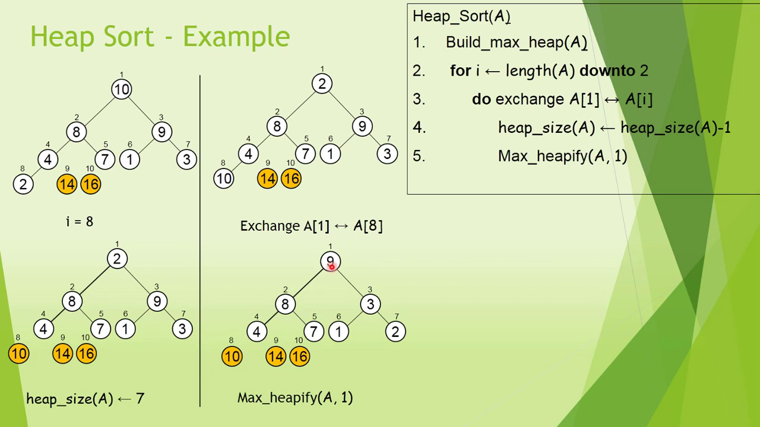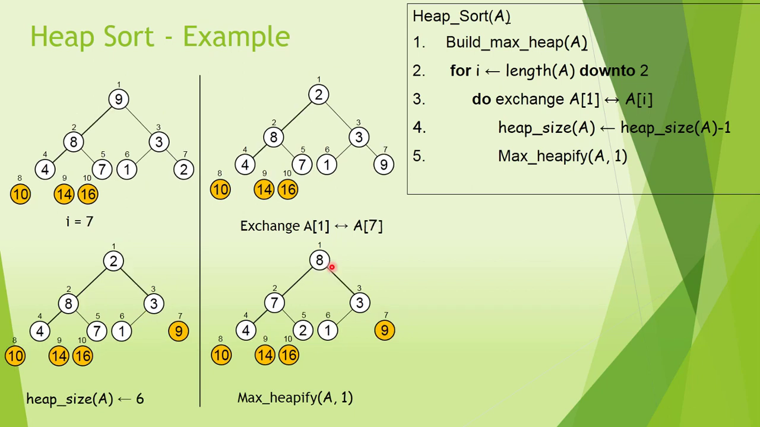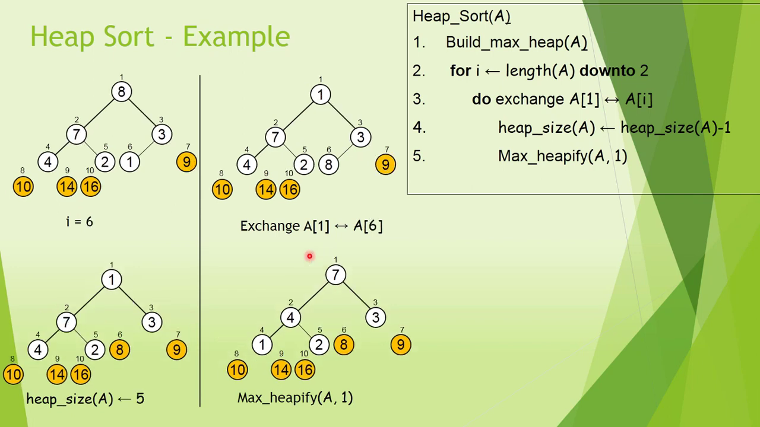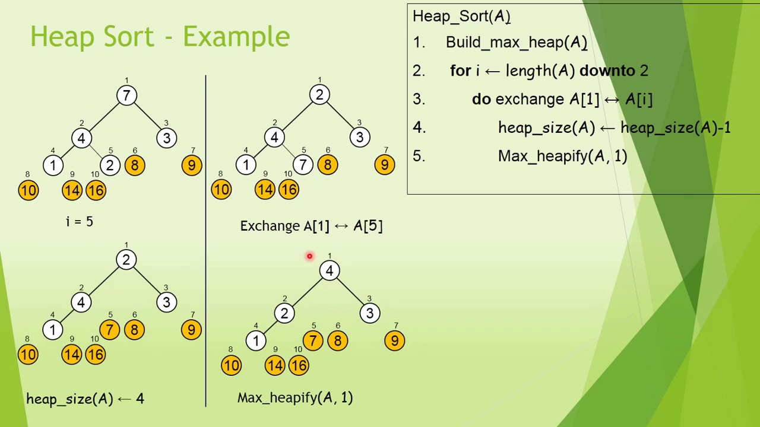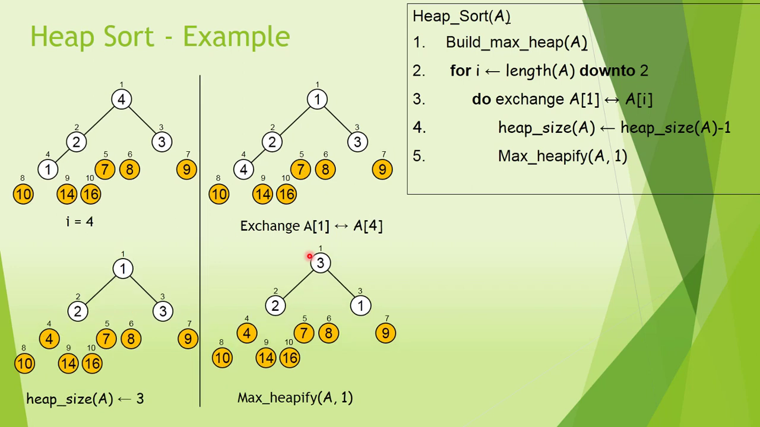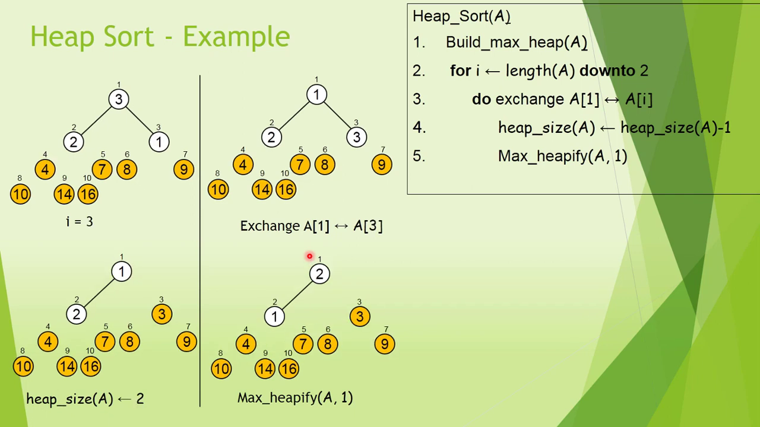Again these steps will repeat for i equal to 7. Here 9 will be discarded and the remaining part will be converted to a max heap. When i equals 6, 8 will be discarded and the remaining part will be converted to a max heap. When i equals 5, 7 will be discarded, and the remaining is converted to a max heap. When i equals 4, 4 will be discarded and the remaining part will be converted into a heap. When i equals 3, 3 will be discarded and the remaining part is converted to a max heap.